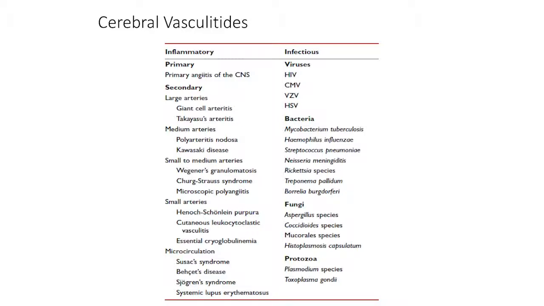either primary, primary angiitis of the CNS, or secondary, from large arteries, which we've talked about before, so giant cell arteritis, Takayasu arteritis, to the medium vessel, small vessel, and the ones that affect the microcirculation, like lupus and Sjogren's. Infections, HIV, hepatitis, all that can cause vasculitis in the blood vessel, and also bacteria. You can see Neisseria, all the way to protozoa. Malaria can cause cerebral vasculitis.